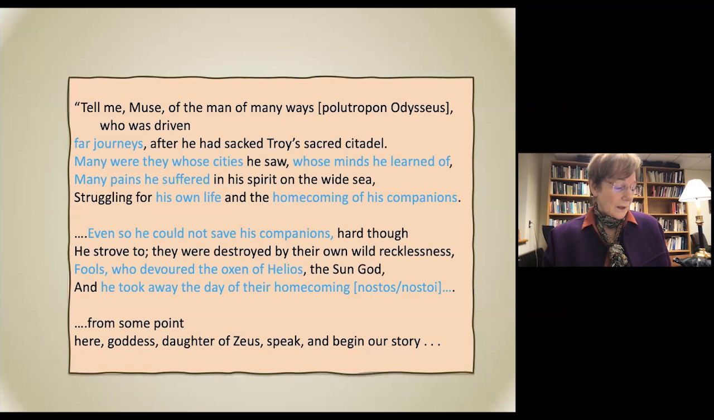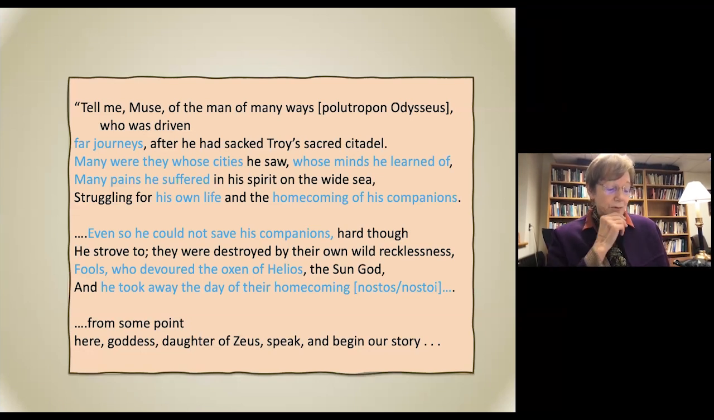So what's been mentioned so far in these first few lines is basically a synopsis of the first 12 books, but it's given to us here in what seems to be a lot of kind of scattered detail. Where does the sun god come in, for example, and what's up with his cattle? What cities? We actually never do find out much about the cities.